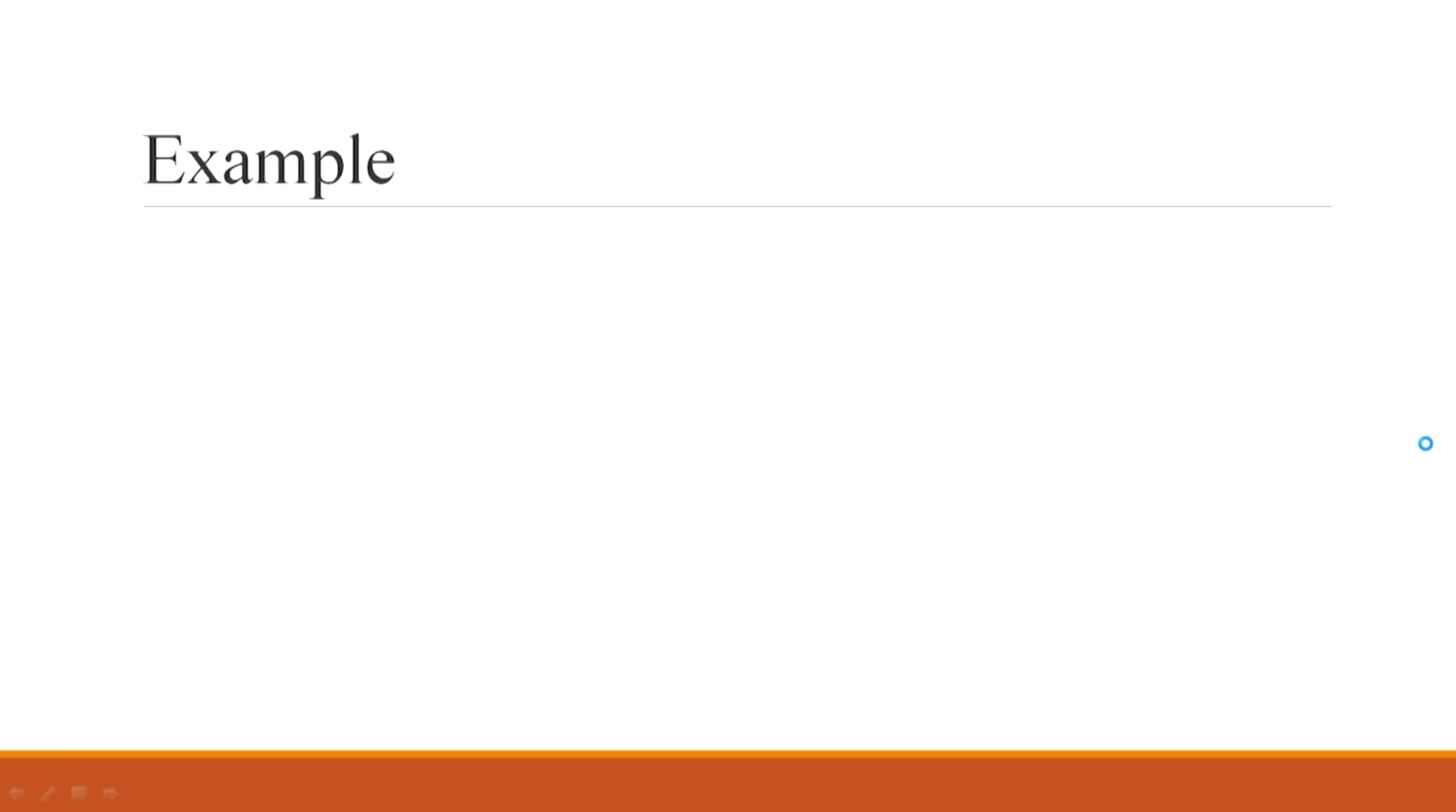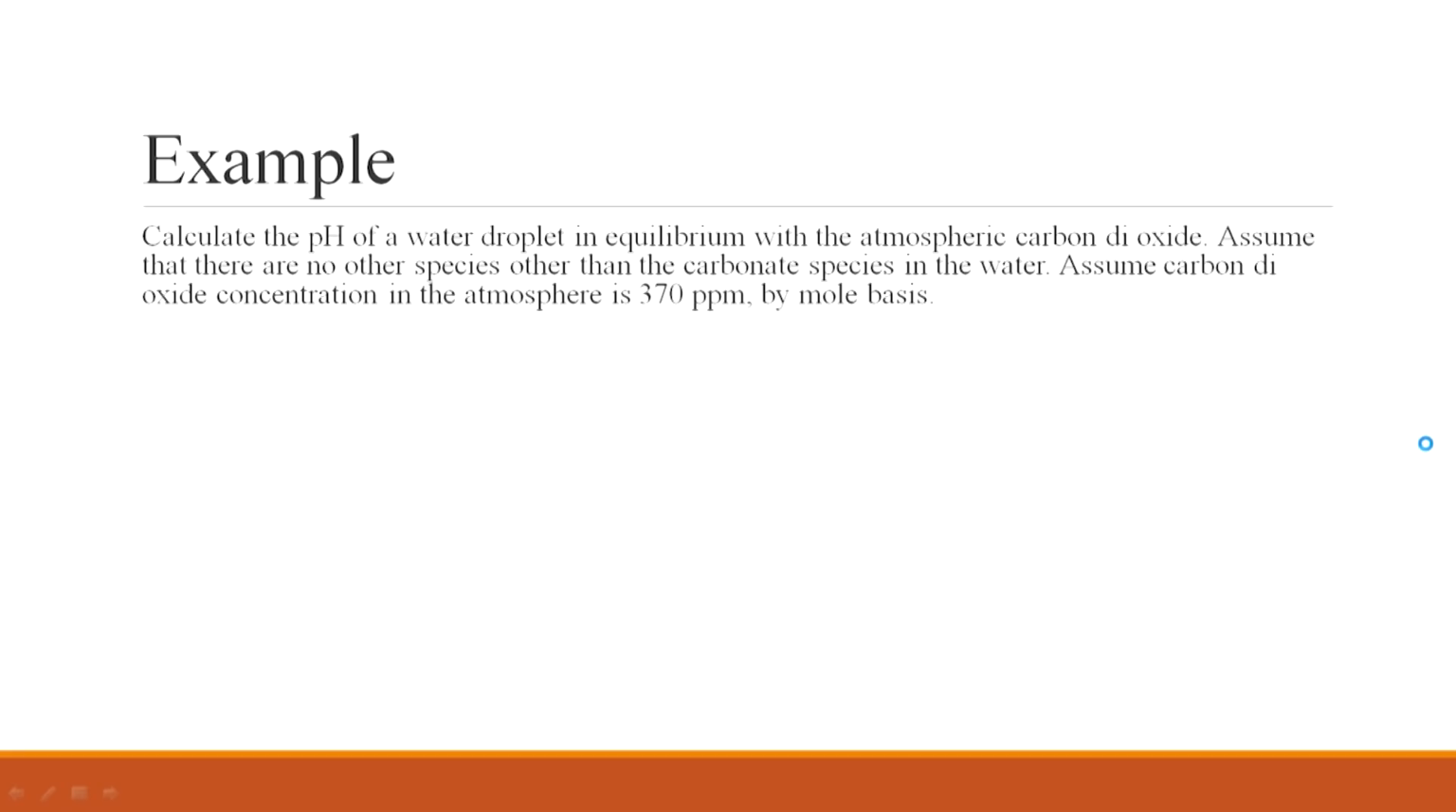So, let us look at this example. I am almost out of time, so let us just look at the question and then we will solve this in the next class. Here we have a question that asks us to calculate the pH of a water droplet, which we are assuming to be in equilibrium with the atmospheric carbon dioxide. Assume that there are no other species, keep that in mind, other than the carbonate species in the water, and assume that the carbon dioxide concentration in the atmosphere is 370 ppm on a mole basis. So, mole basis is something to keep in mind.